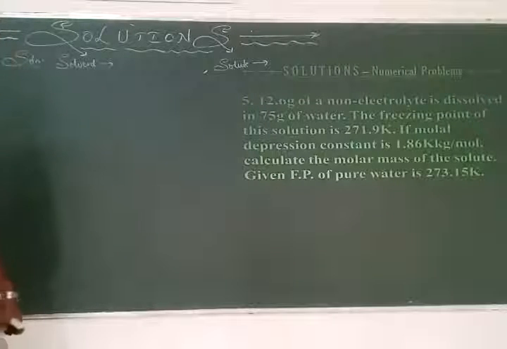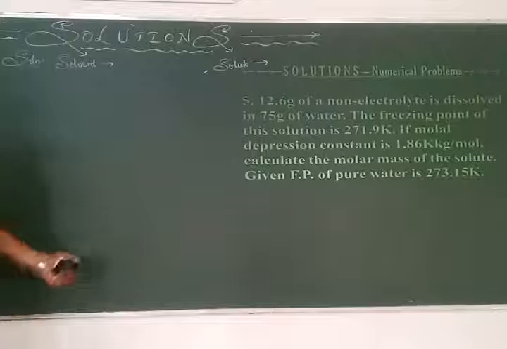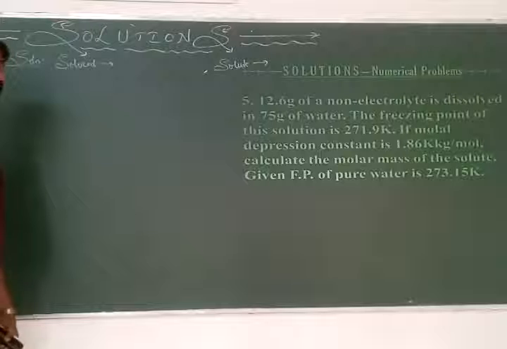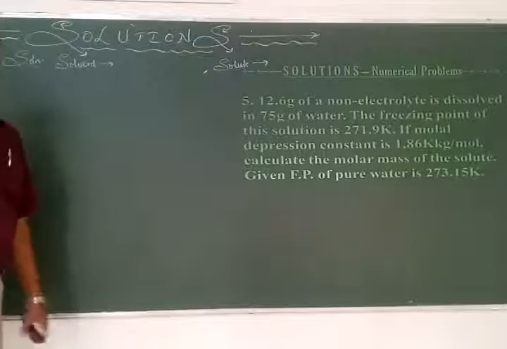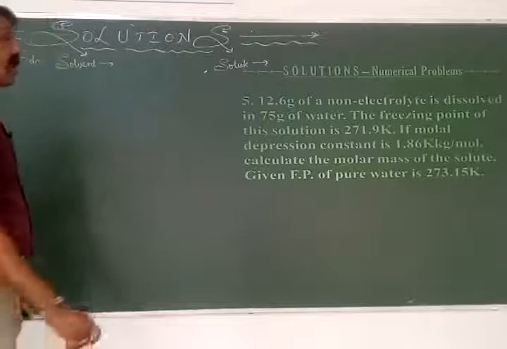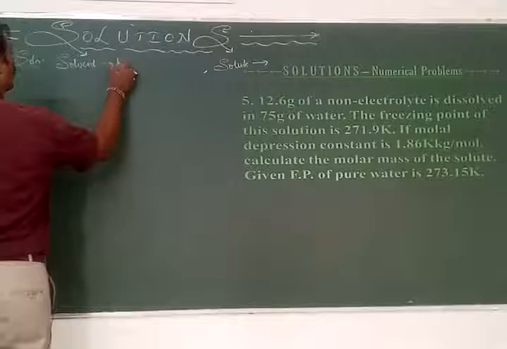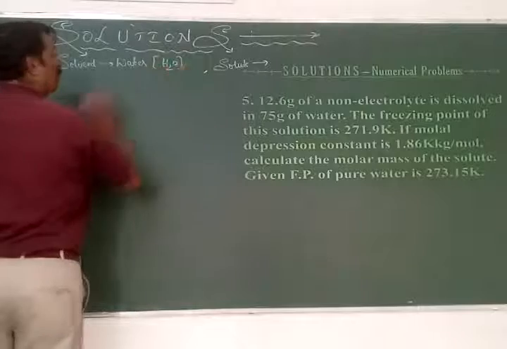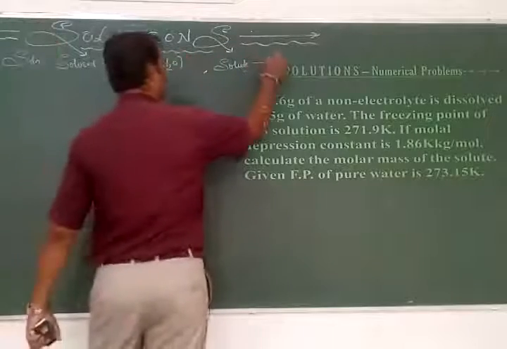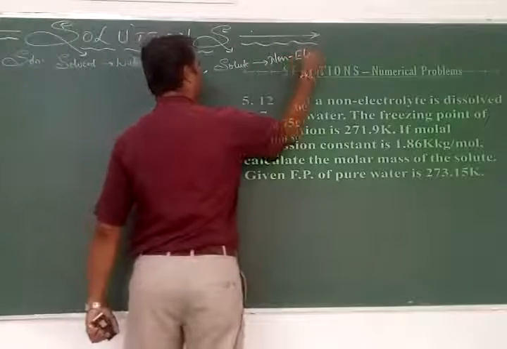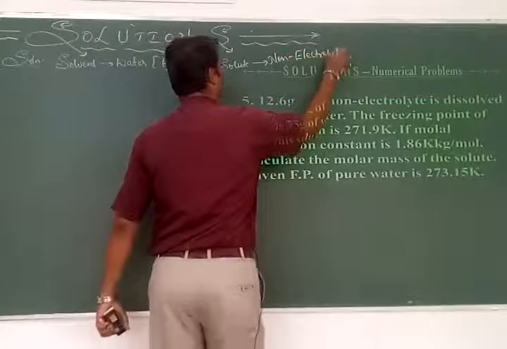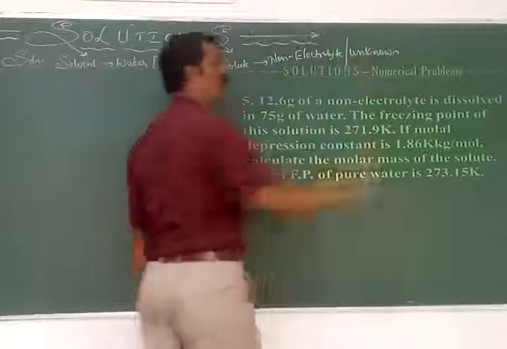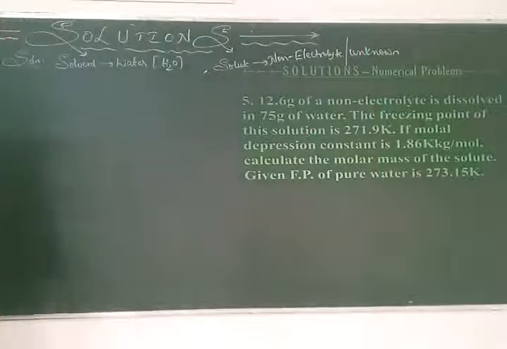12.6 grams of a non-electrolyte, meaning it doesn't get ionized, is dissolved in 75 grams of water. It is very clear. Water is the solvent, having the formula H2O. Non-electrolyte means it is the unknown here. The non-electrolyte is not known.